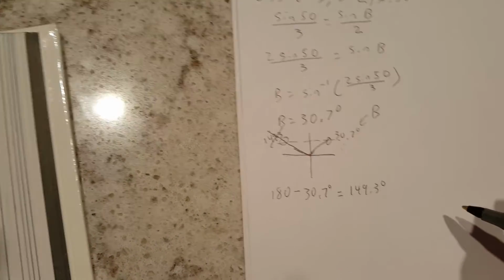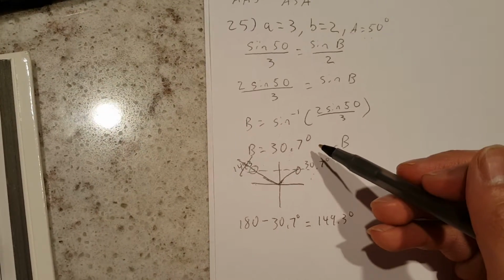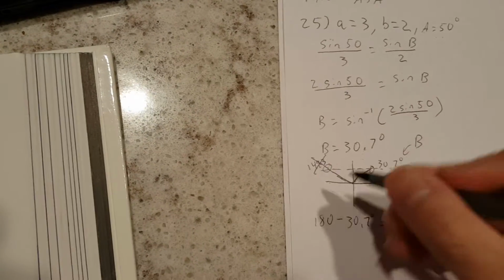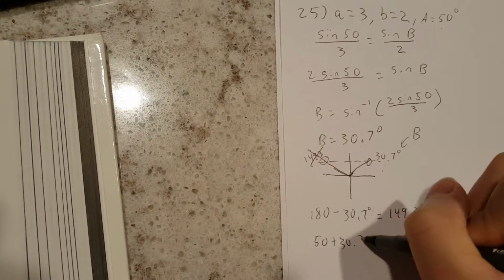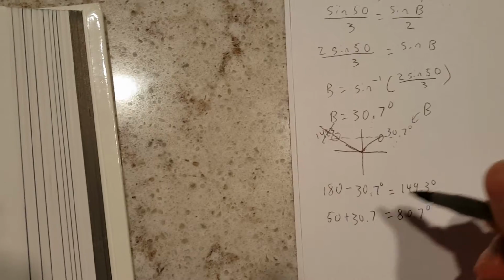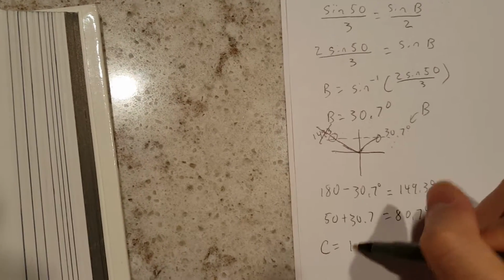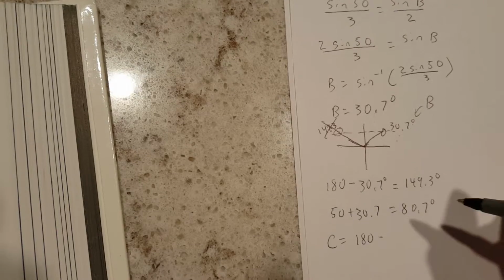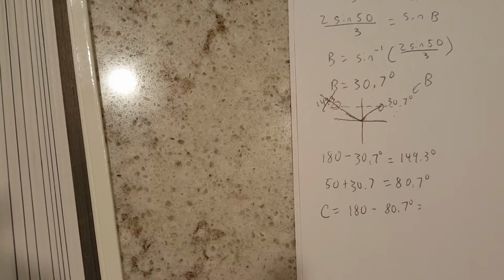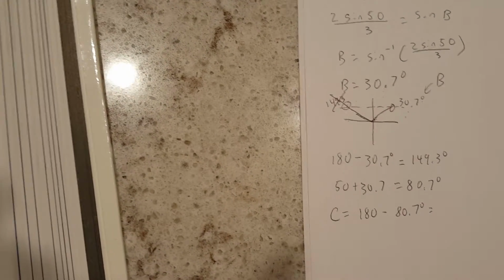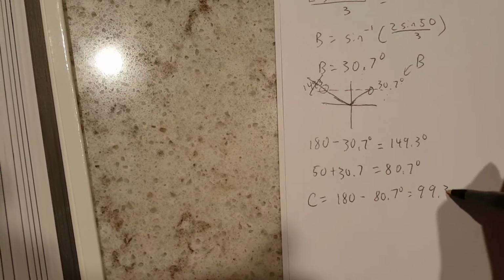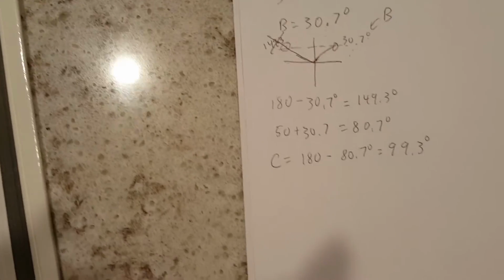So if angle B is 30.7, then to find angle C, I just add 50 plus 30.7, which is 80.7. Then I subtract that from 180, because the angles of a triangle add up to 180. And that gives me 99.3 degrees. That is angle C.